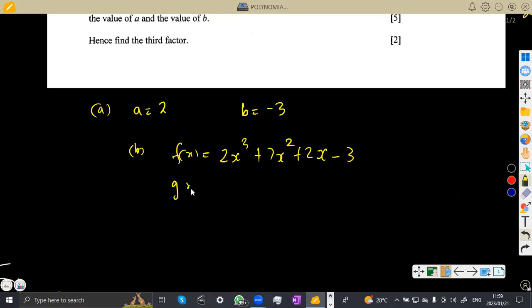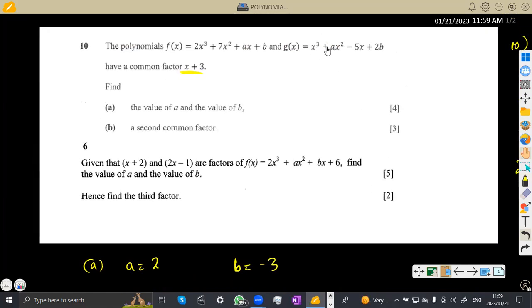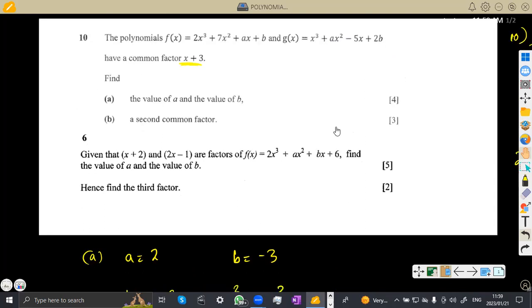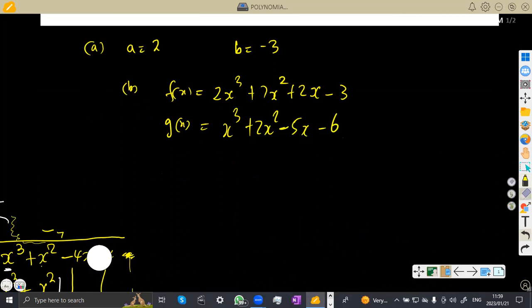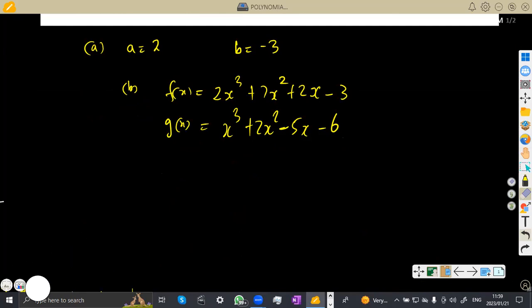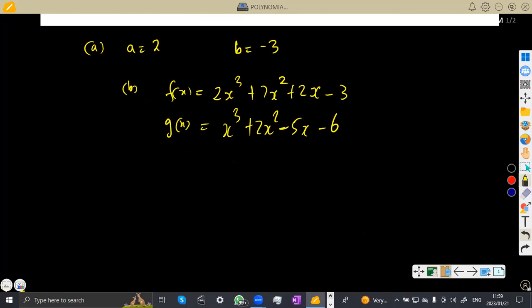Then g of x, you do the same. You write your g of x and substitute a and b. If we substitute the value of a and the value of b, this is going to be x cubed plus a, which is 2, so 2x squared. Then b here is 2 times minus 3, which is minus 6. So our g of x can be written as x cubed plus 2x squared minus 5x minus 6 after substituting the values of a and b. These are the expressions that you are given, which we can now properly see, and the question was for us to find the other common factor. So this is what you're going to do.